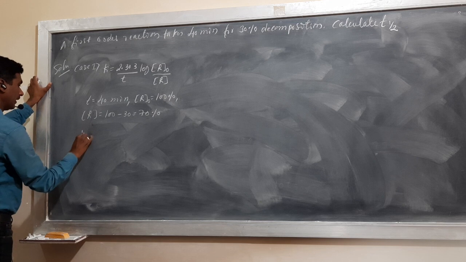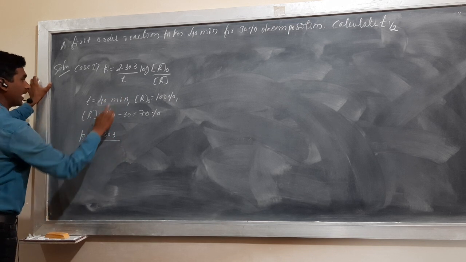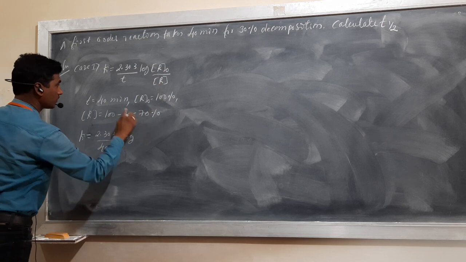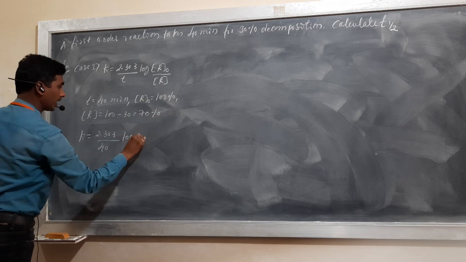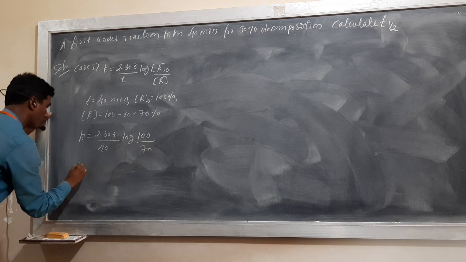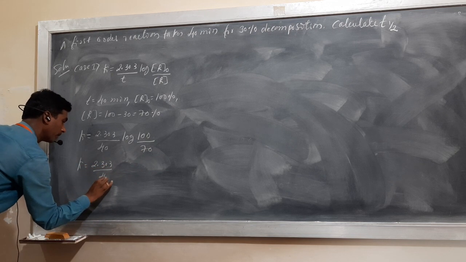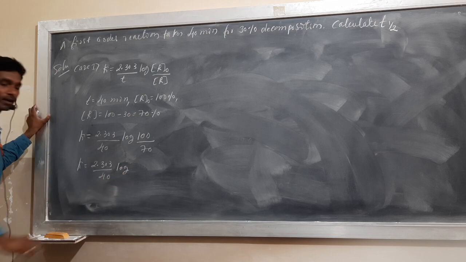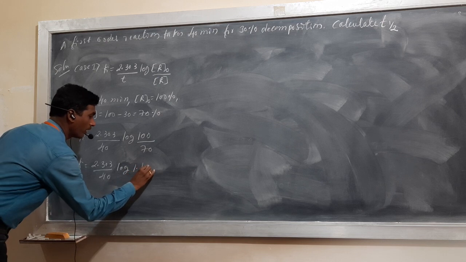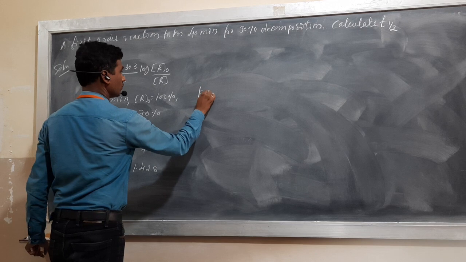What is K? K is equal to 2.303. What is the time? Time is equal to 40 minutes. R naught is nothing but 100. What is the R value? R value is 70. Now K is equal to 2.303 divided by 40 log of 100 divided by 70. 100 divided by 70 is nothing but 1.428.